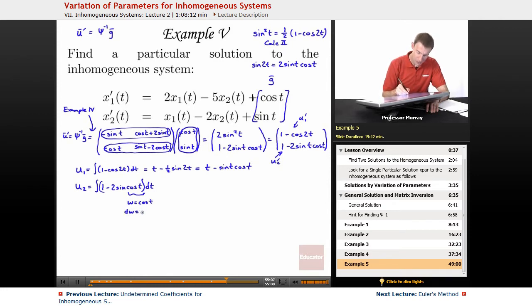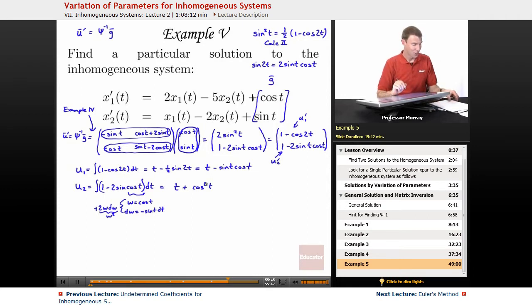And so dw is equal to negative sine t dt. So if I plug those in, that'll give me the integral of minus 2w, plus 2w, because the minus is included in the dw, plus 2w dw. And so the integral of 2w is just w squared, so that'll be very easy. So when I integrate this, the 1 just integrates to t, the 2 sine t cosine t integrates to w squared, so that's plus cosine squared t. And so I've got my u2.